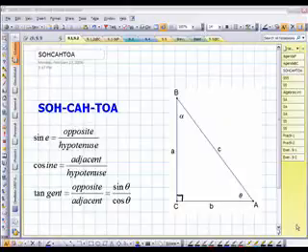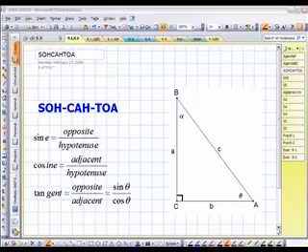This is an introduction to right triangle trigonometry and solving triangles. The first thing to remember is this idea called SOH CAH TOA, which is just a mnemonic. SOH stands for sine equals opposite over hypotenuse. CAH is cosine equals adjacent over hypotenuse, and TOA, tangent equals opposite over adjacent. And sin, cos, and tan, that's what you'd see on your calculator.